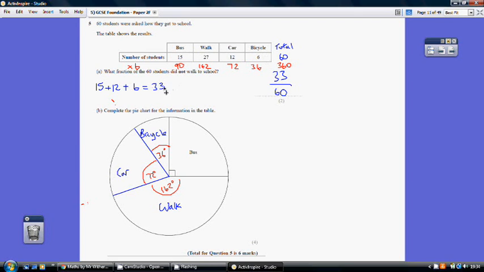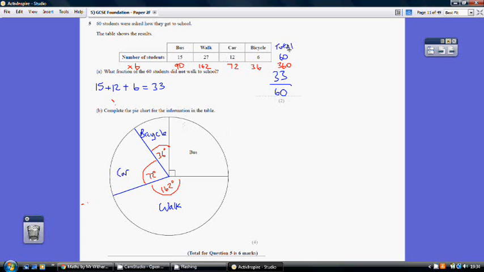So what fraction is that of the total? Well, there are 60 students in total. 33 out of 60 as a fraction is 33 over 60. Now for part B, we've got to complete the pie chart for this information.